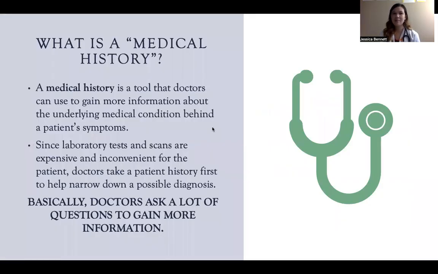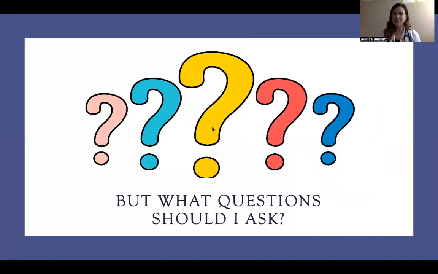So what is a medical history? A medical history is a tool that doctors can use to gain more information about the underlying medical condition behind a patient's symptoms. Since laboratory tests and scans are expensive and often inconvenient for the patient, doctors take a patient history first to help narrow down a possible diagnosis. Basically, a medical history is when doctors ask a lot of questions to a patient in order to gain more information. But how do doctors know what questions to ask?